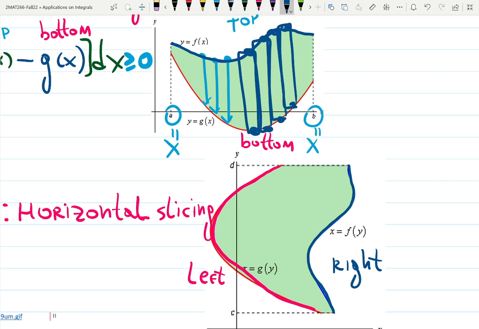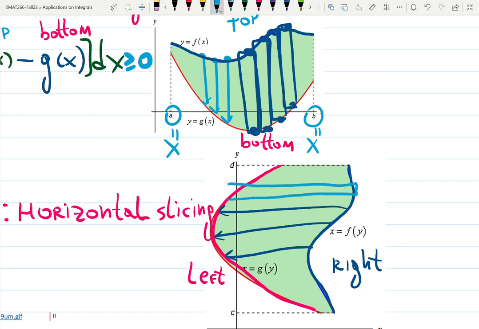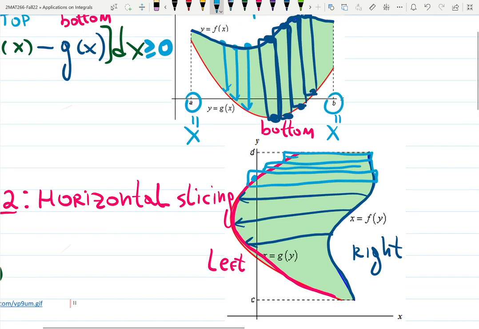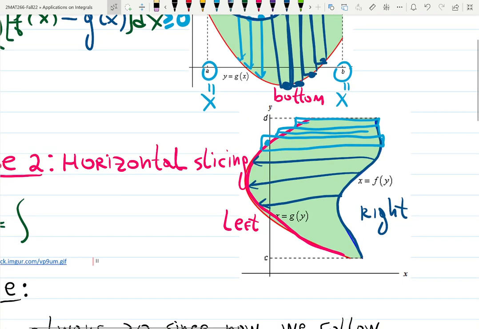We're gonna go from right to left, from right to left, from right to left. That means the rectangles we're building will look like so. They will be just lying down. They will be horizontal rectangles, and they will be approximating this area from right function to left function. So we're still going to have f minus g.